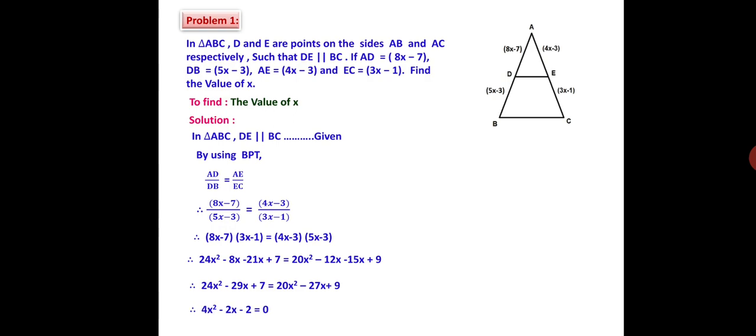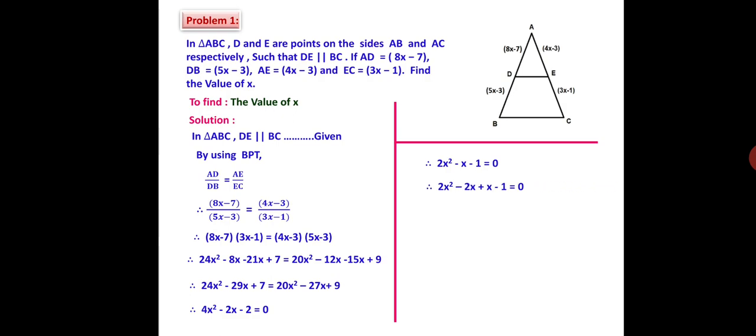We'll get 4x square minus 2x minus 2 is equal to 0. If you see this, again we can simplify it. 2 is common, it can be taken out, and we get 2x square minus x minus 1 is equal to 0. Now this is a quadratic equation. We'll solve this quadratic equation, where the square term has a coefficient. The method of factorization you have already learned in Mathematics Part 1.